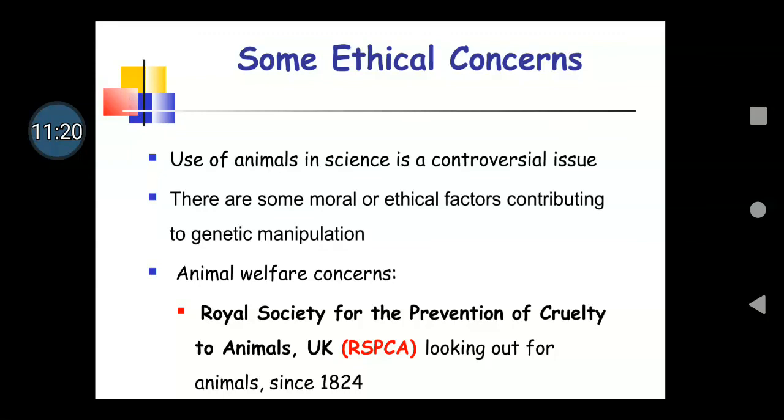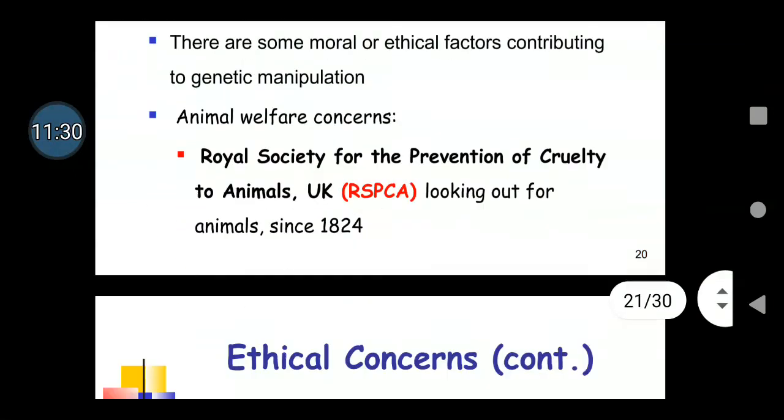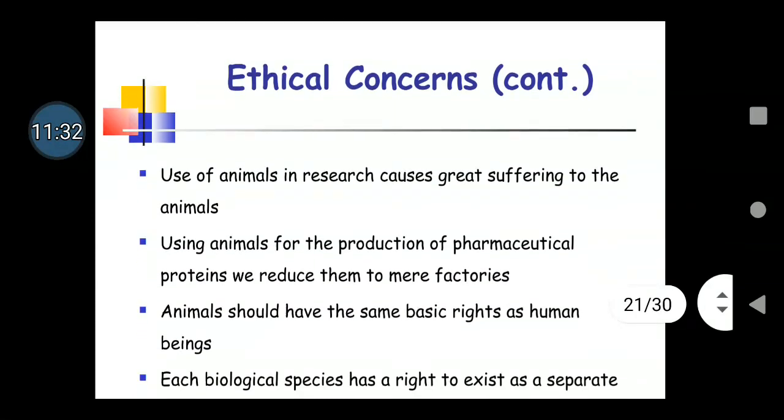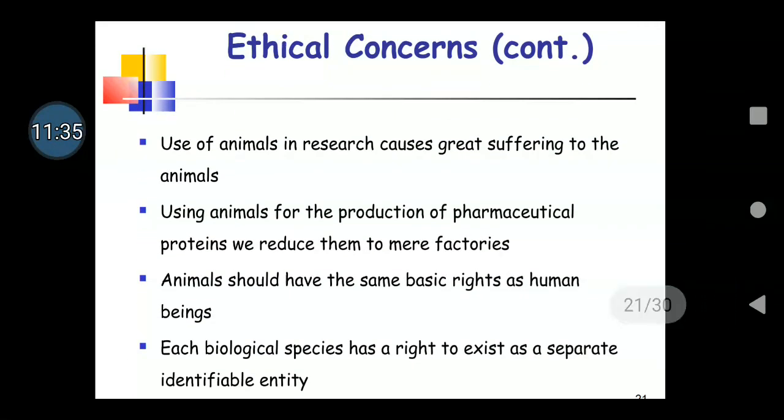The Animal Welfare Concerns. The Royal Society for the Prevention of Cruelty to Animals, that is UK RSPCA, in short, has been looking out for the animals since 1824. The use of animals in research causes greater suffering to the animals. Using animals for the production of pharmaceutical proteins, we reduce them to mere factories. So the animal should have the same basic right as the human being. Each biological species has a right to exist as a separate, identifiable entity in this world.